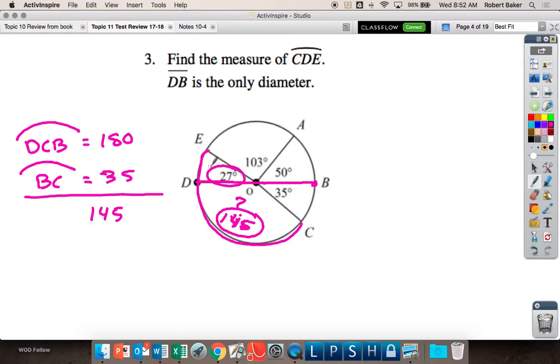So solve for the missing wedge and then add 27 plus 145, and it gives you the measure of arc EBC or CDE.